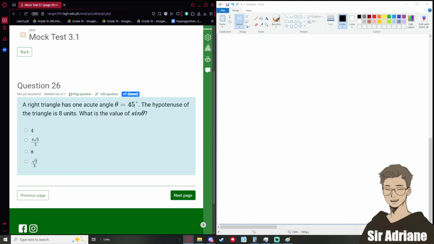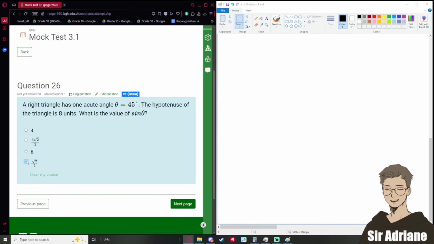So regardless of what the measures of the triangle are, the sine of 45 will always be the same. Okay, if you type in sine 45 on your calculators, that will always give you square root of 2 over 2.